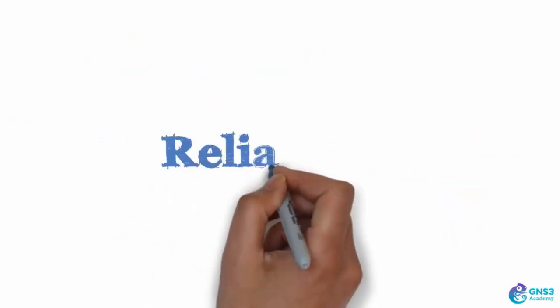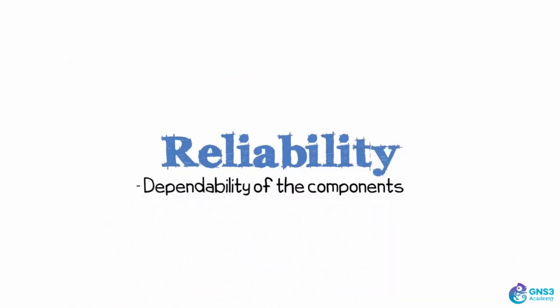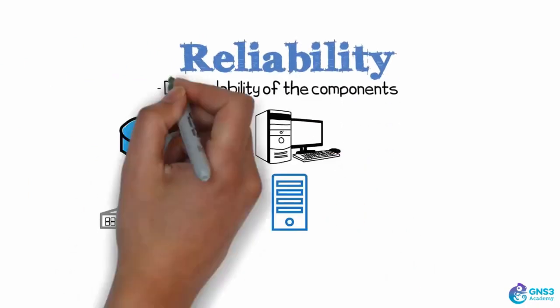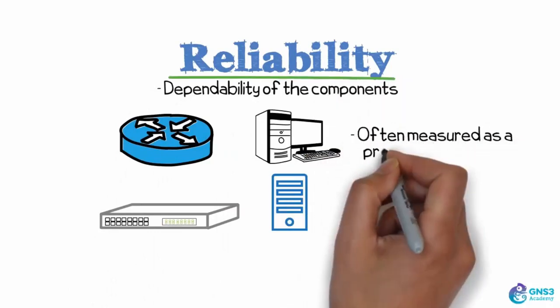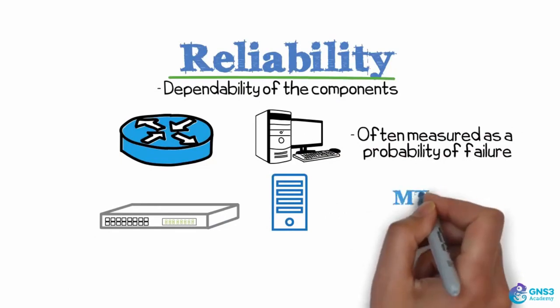What is reliability? Reliability indicates the dependability of the components that make up a network, such as routers, switches, PCs, and servers. Reliability is often measured as a probability of failure, or mean time before failure, also called MTBF.